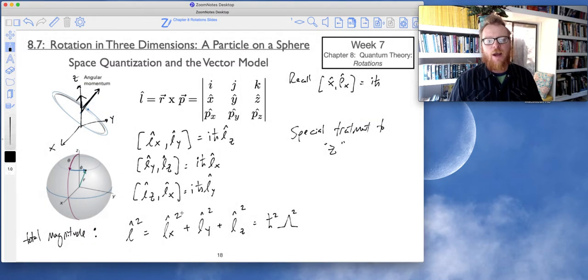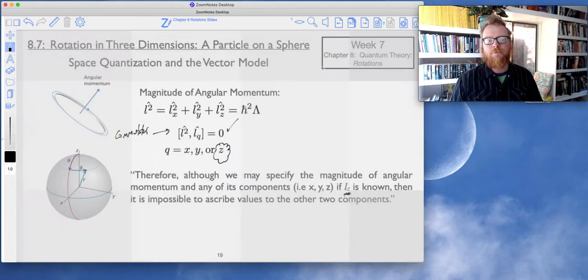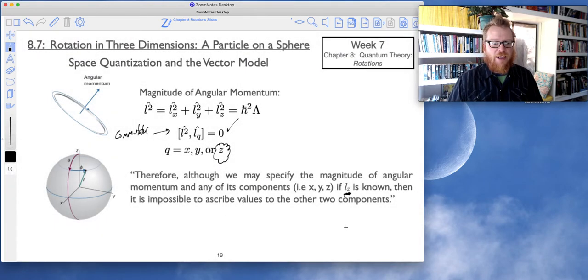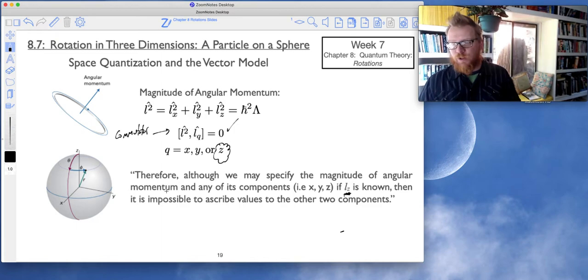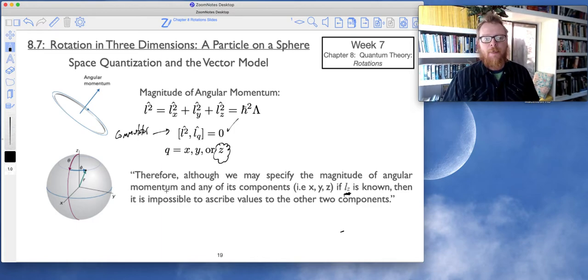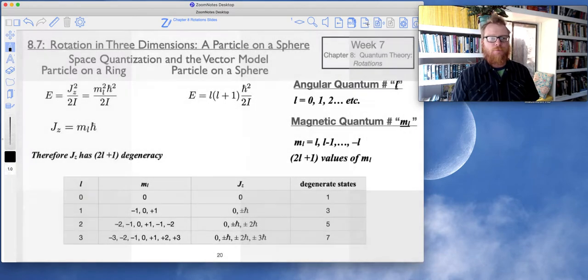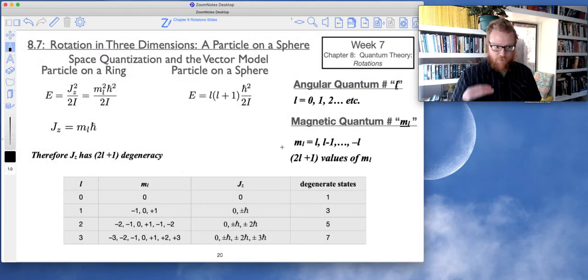So that's kind of saying what we discovered here, all right? And I probably should have put another line here. But now, if Lz is known, and we know the total magnitude, then we no longer have a Heisenberg uncertainty principle situation at hand, okay? So how does this play out, all right? Well, let's review some of the things that we've already come up with, and we're going to see how this manifests on this vector model, okay?